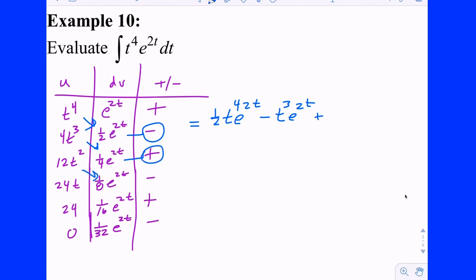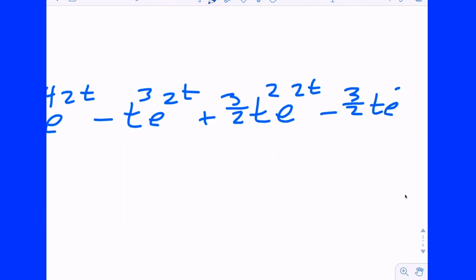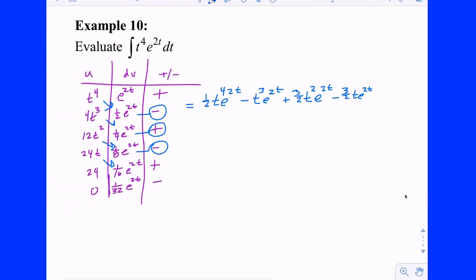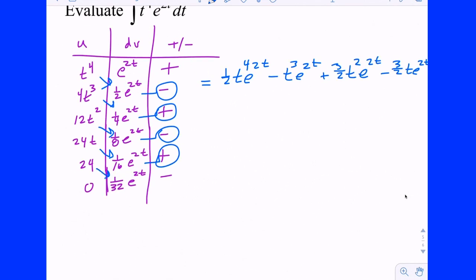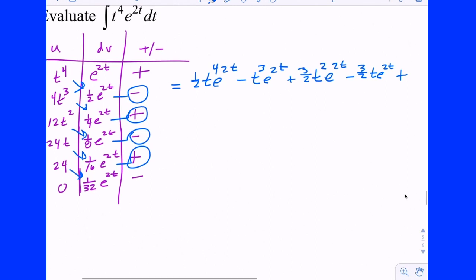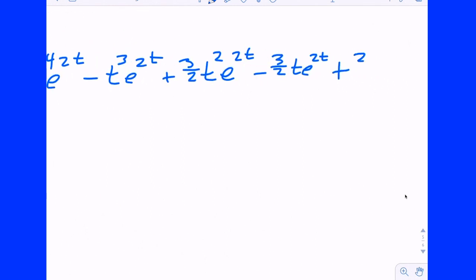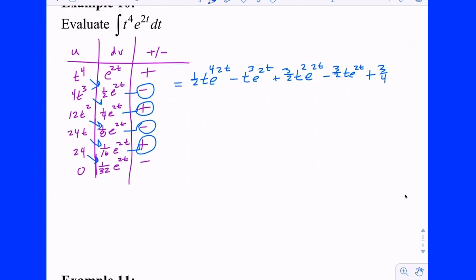The next product, 12/8, that becomes 3/2 t squared e to the 2t. Pick up the sign of the next term, which is minus. The product, 24/16, is going to be another 3/2 t e to the 2t. Pick up the next sign, it's plus. The next product is 24/32, which is 3/4 e to the 2t.